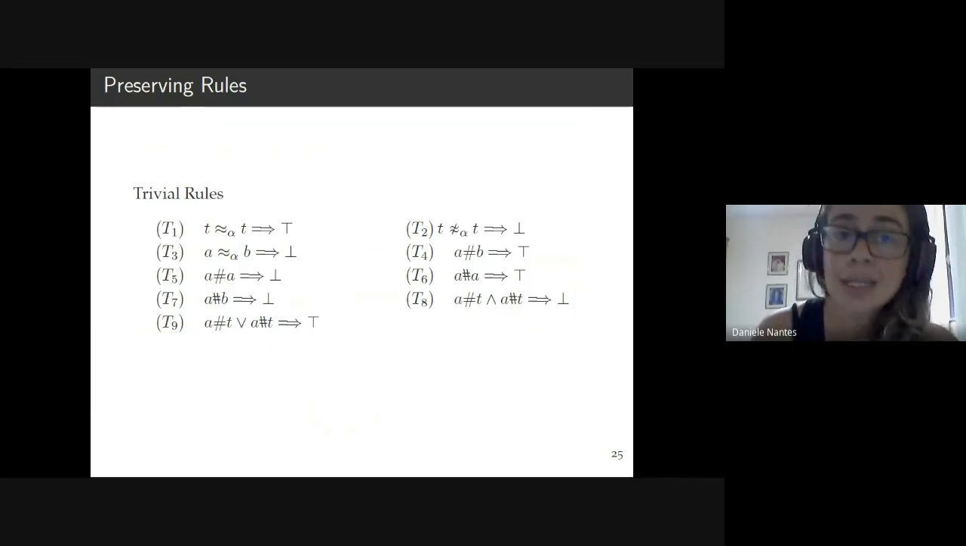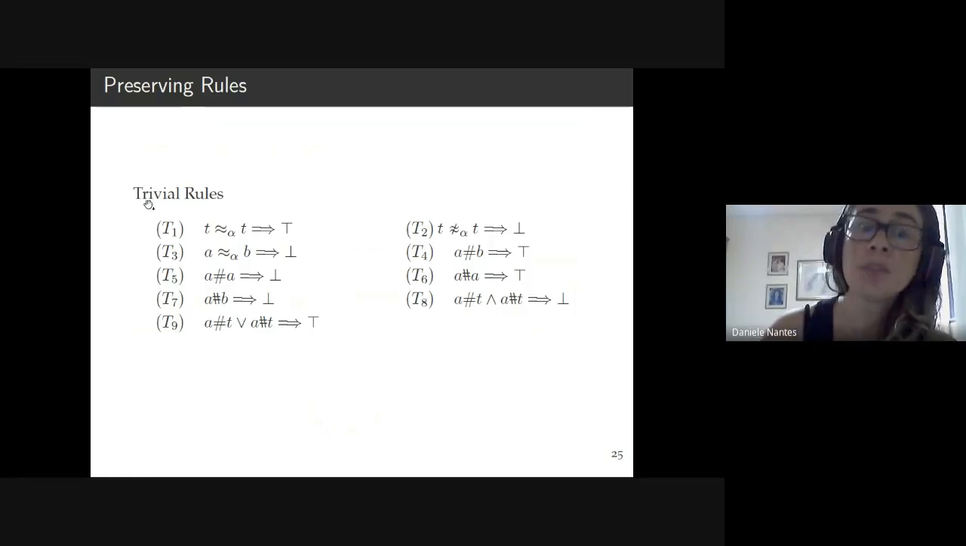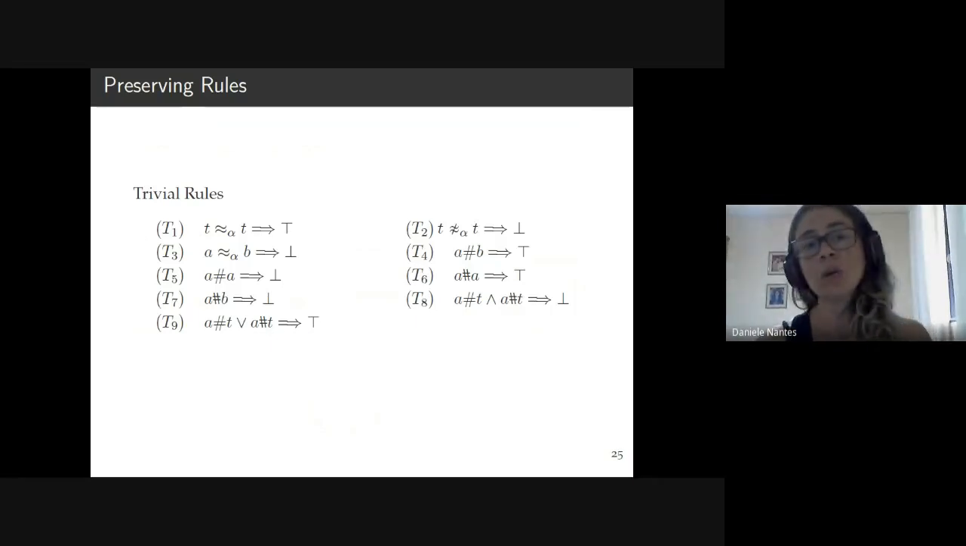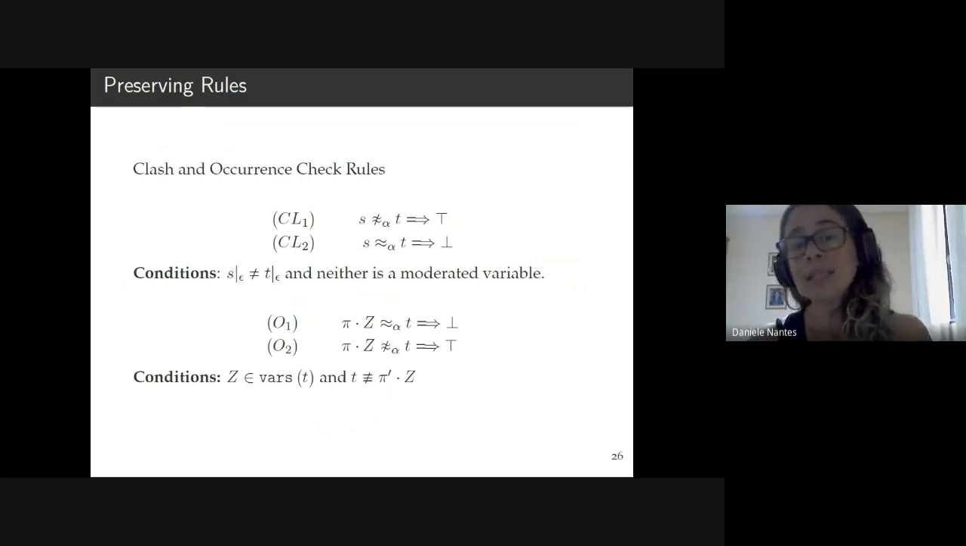We had to extend the Lescan rules. They only had the rules for equality. For them, trivial rules would reduce to rules T1 and T2. We had to add another 7 rules just to have the trivial rules. As in Martelli-Montanari, we have clash rules.